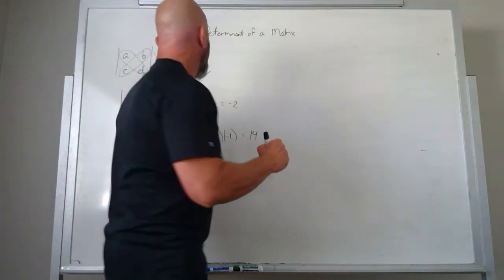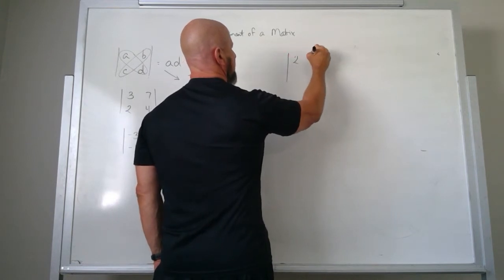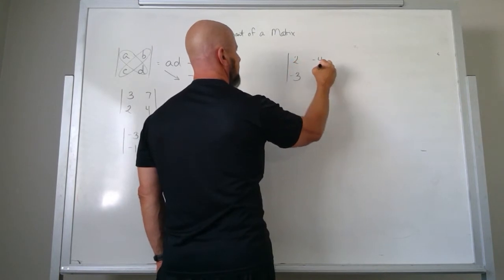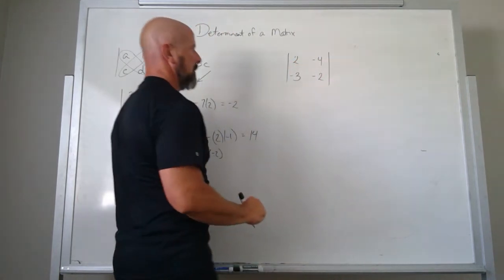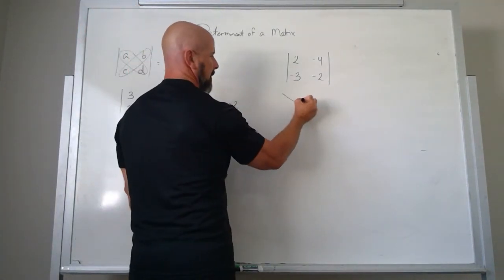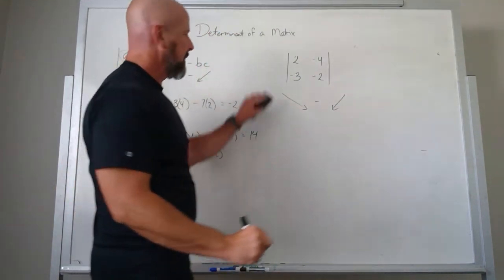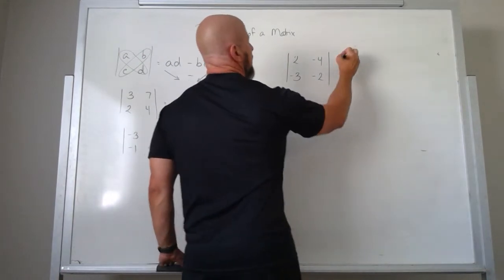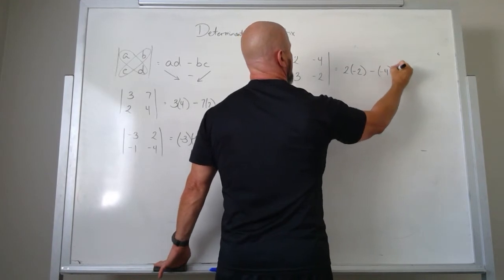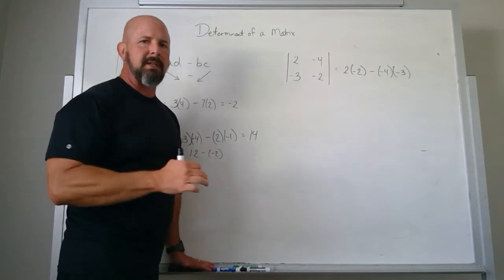Let's look at a couple more here with these 2 by 2s. I'm just trying to mix the signs up a little bit. Sometimes the signs are what throw us. So we're still going to look at going down. So I always think this way, minus, coming back the other way. Okay. So we're going to have 2 times -2 minus -4 times -3. Always that minus or subtraction in the middle.